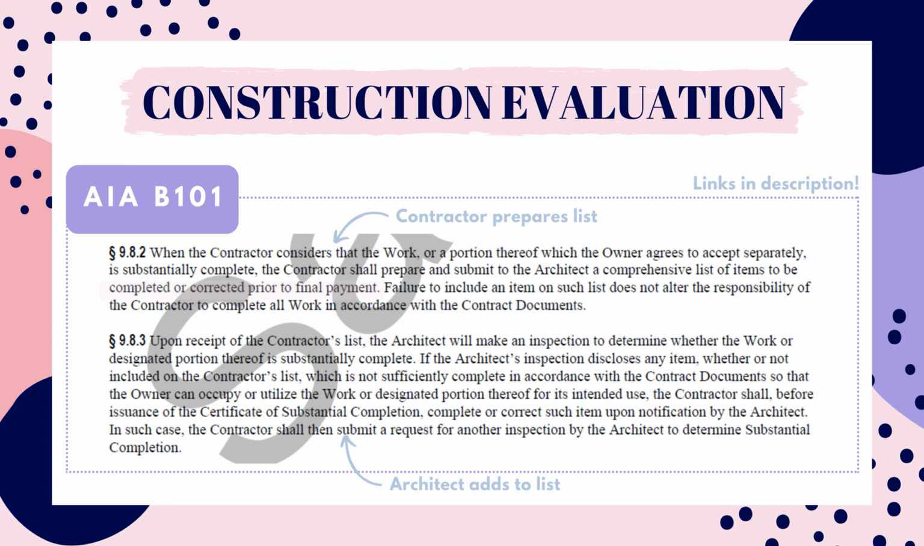If there are items that would prohibit the owner from occupying the space, then the contractor must fix those items before the certificate of substantial completion is issued. Once complete, the architect will do another inspection.